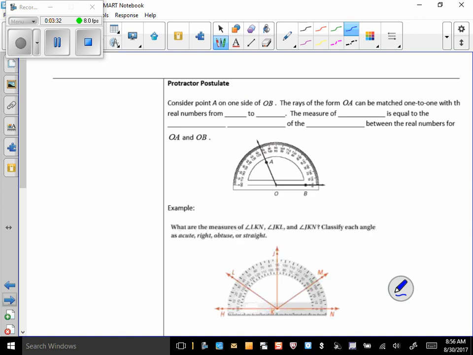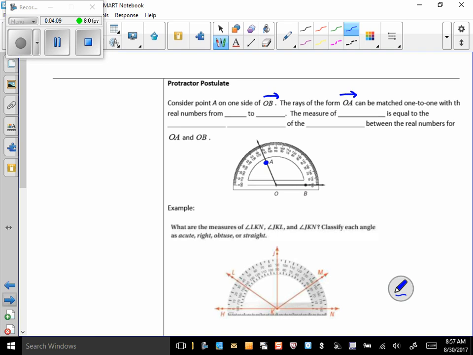All right, now we've got a couple of postulates, so you want to be sure to make flashcards for these. Consider point A on one side of OB. So here's A right here in our picture. The rays of the form OA, I'm thinking, yeah, we got some notation left off here. We need to put our ray symbols up here. Remember, notation, very important. I am having a little problem with my math type program, and some of my symbols aren't showing up when I print the document, so just make sure you get all your notation correct.